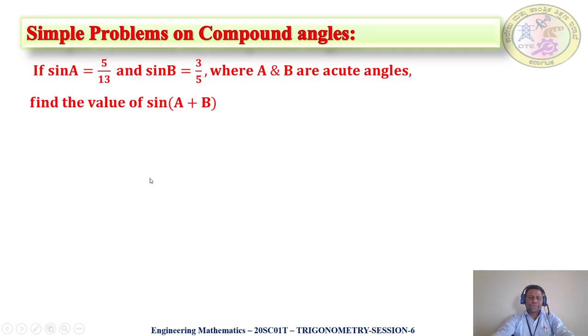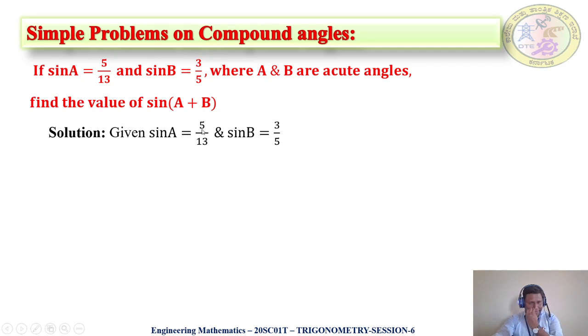If sin A is equal to 5 by 13 and sin B is equal to 3 by 5, where A and B are acute angles, then find the value of sin of A plus B. Sin A value is given, that is 5 by 13, sin B value is given, that is 3 by 5. Then we have to find the value of sin of A plus B. So here, first, what is given, we have written: given sin A is equal to 5 by 13, sin B is equal to 3 by 5. Now we have to find the value of sin of A plus B.